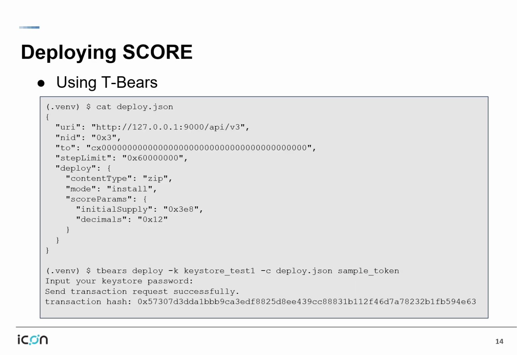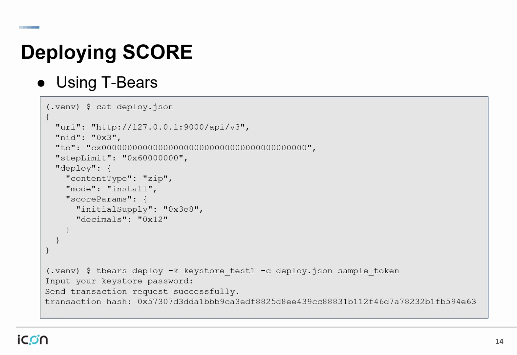After writing your SCORE code, you need to deploy it onto the local T-Bears server to test your SCORE. Here is how to deploy the SCORE using the tbears deploy CLI command. First, you need to write some basic information for the deploy procedure, like the URI where you want to deploy your SCORE to, in this case the local T-Bears server, and network ID, step limit, and so on.